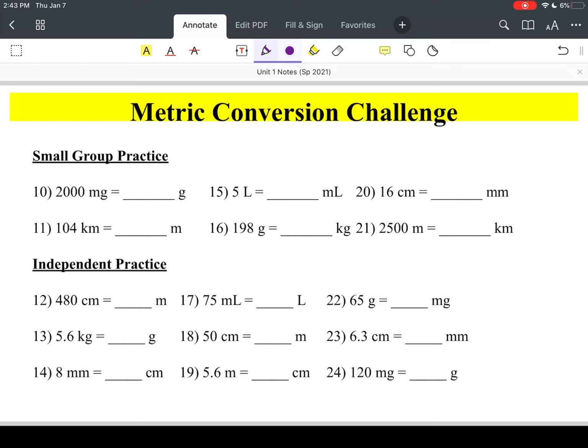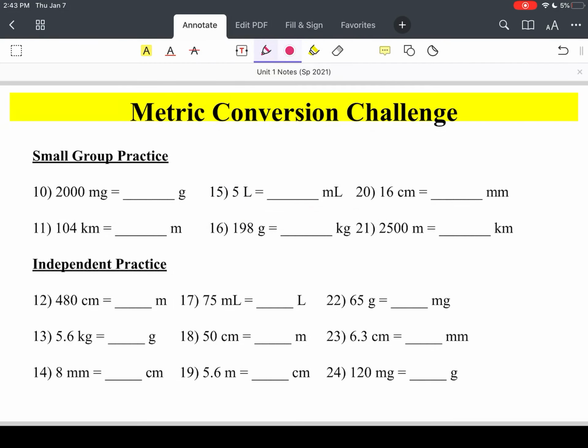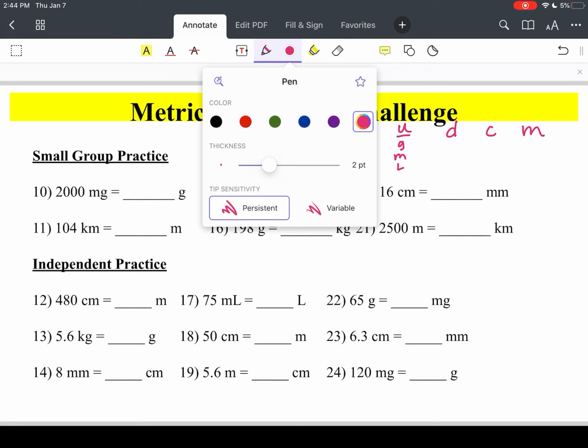Okay. So the first thing I'm going to do, because I don't have my little blocks, is I'm just going to write them. Let me get a different color. So one way you can remember this is King Henry died, and then I say unusually drinking chocolate milk. Unusually, that's where my grams, meters, and liters are going to go, my basic units.